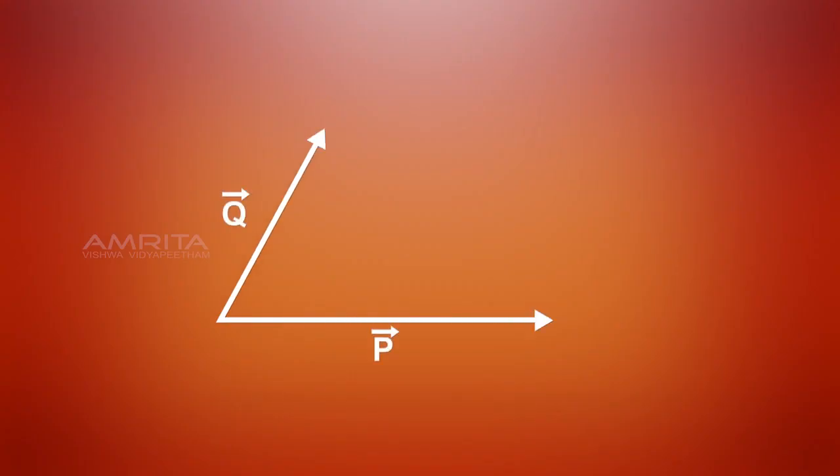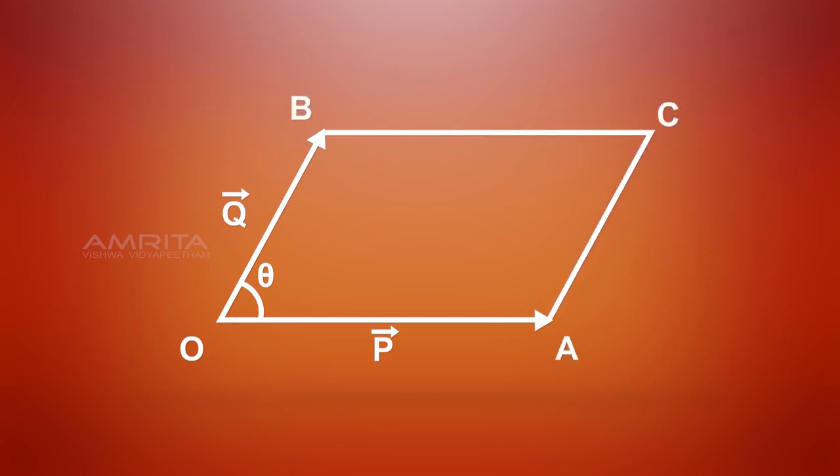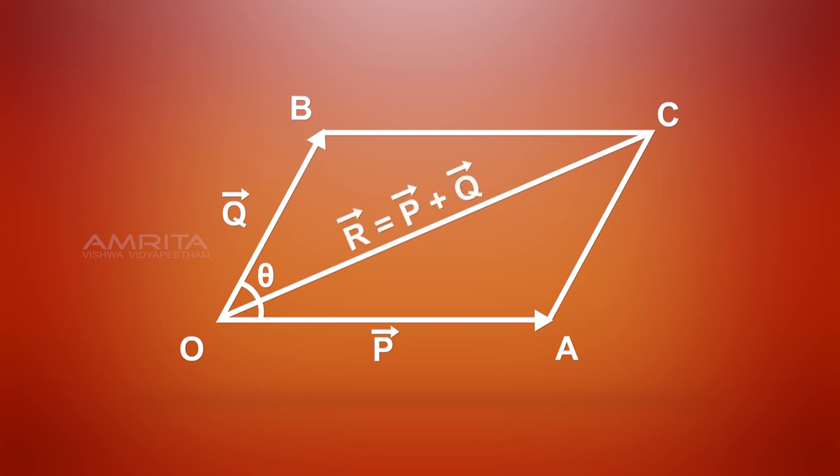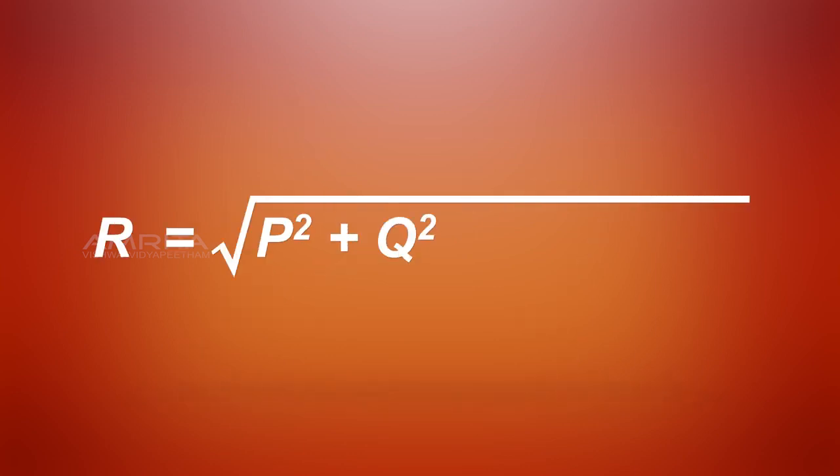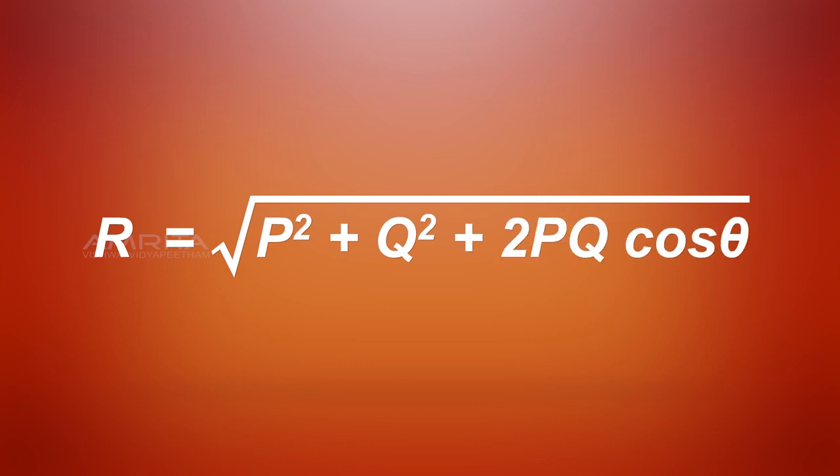Principle: let two vectors P and Q act simultaneously on a particle O at an angle theta. They are represented in magnitude and direction by the adjacent sides OA and OB of a parallelogram OACB. Then the diagonal OC passing through O will represent the resultant R in magnitude and direction. Vector R is equal to vector P plus vector Q. R is equal to square root of P square plus Q square plus 2PQ cos theta.